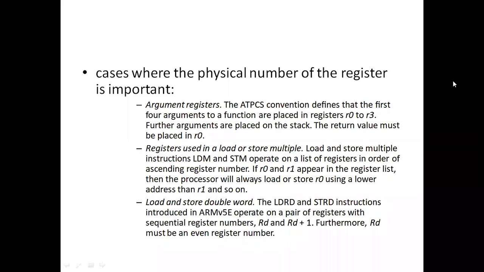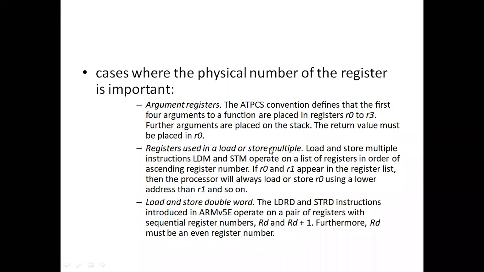And what about the remaining arguments? They go on the top of the stack. That is, argument number 5 and argument number 6 would go on the top of the stack. The return value must be placed in the register R0. The return value from the function will be stored into the register R0.